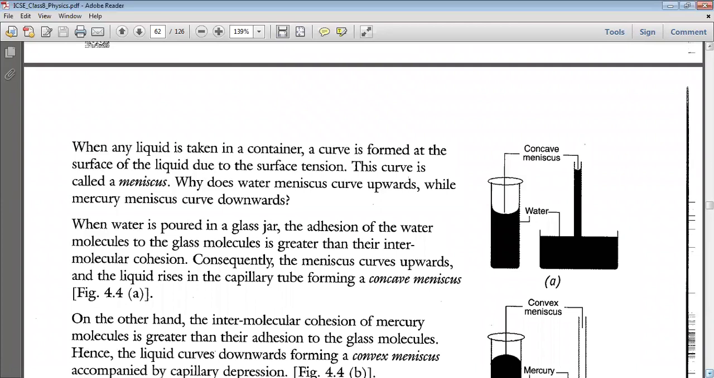কোনটা কেন হয়, কি জন্য হয়? Let us try to understand. Water has a concave meniscus, mercury has a convex meniscus, simply because of surface tension. Why is it so? Let us understand.